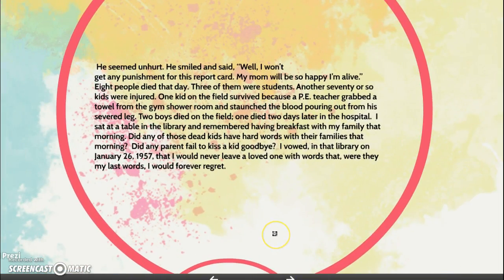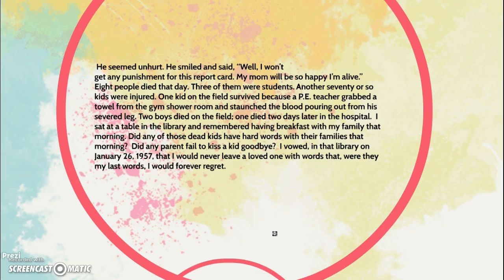He seemed unhurt. He smiled and said, "Well, I won't get punished for my report card. My mom will just be so happy I'm alive." Eight people died that day. Three of them were students. Another 70 or so kids were injured.